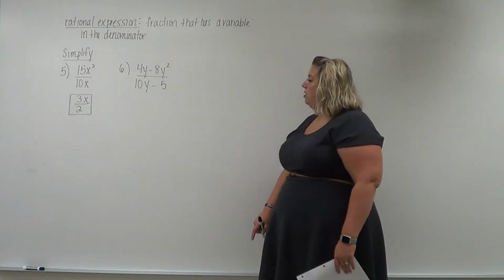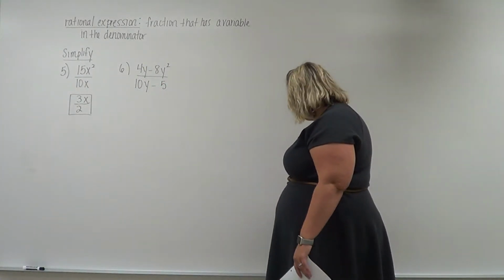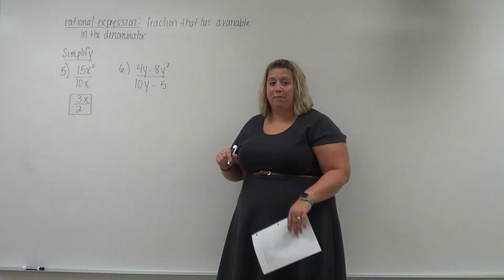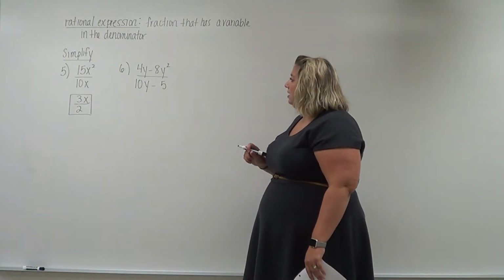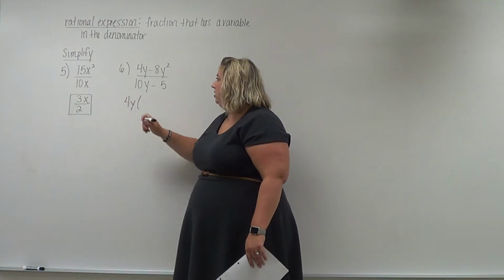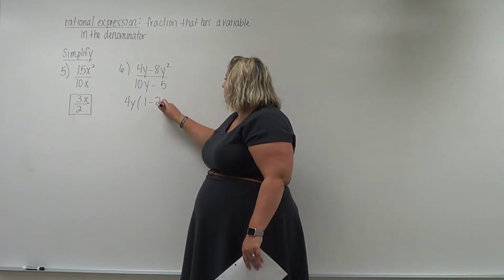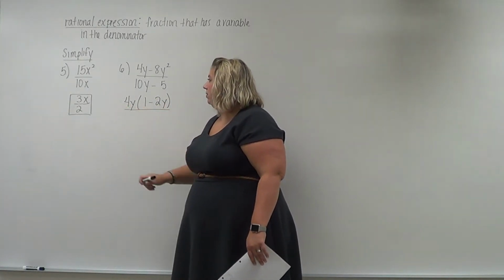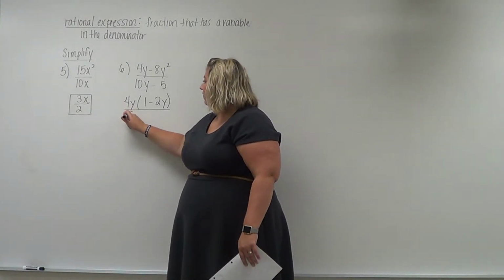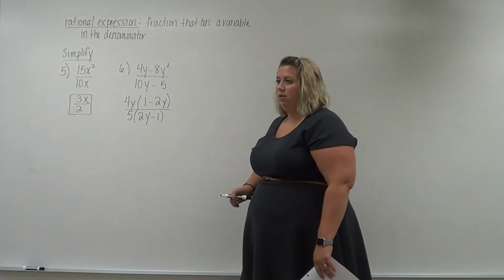Okay, now the difference between number 5 and number 6, I have adding or subtracting going on. Anytime you have adding or subtracting, that means you're going to have to factor. So, I have to find things that are the same on top and bottom. Like if I look at 4y minus 8y squared, it has a 4 and a y in common. So I'm going to factor that out, and I'm left with 1 minus 2y. Okay, in my denominator, they have a 5 in common, and I'm left with 2y minus 1.